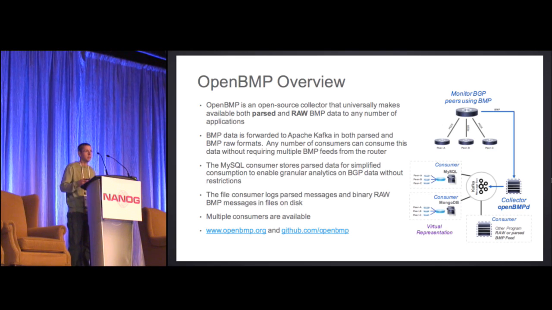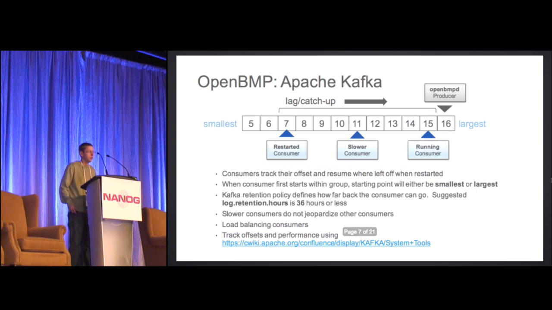Everything is under GitHub/OpenBMP. More detail on Apache Kafka: unlike other message buses, this is kind of like a cache, and it's a log, in a window of time. Based on configuration, you can establish how much cache or log you want to maintain. Typically, we recommend 36 hours. You don't usually want to go longer than that, but 36 hours means a consuming application can go as far back as 36 hours into the stream, and then catch up.